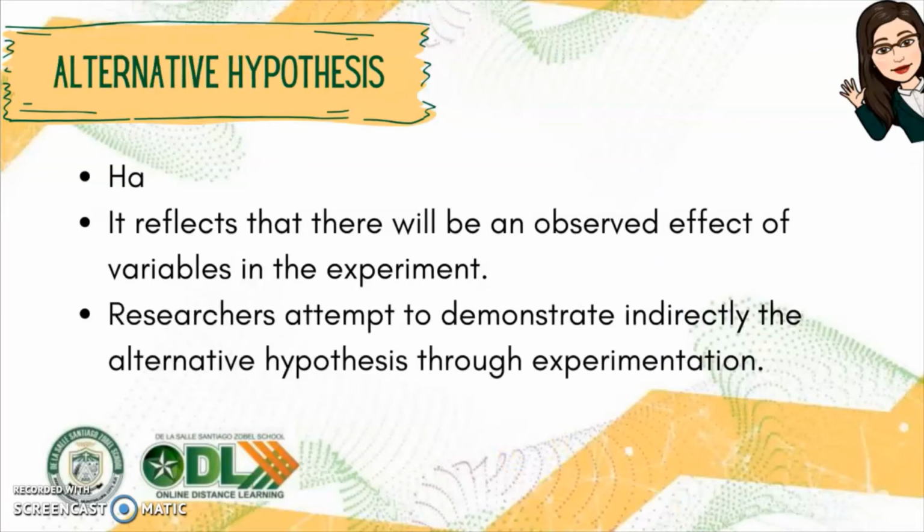Another one is the alternative hypothesis, which is denoted by HA. It reflects that there will be an observed effect of the variables in the experiment. An example of this is there is a significant difference or there is a significant relationship. What does this tell us? If the null hypothesis is rejected, then we accept the alternative hypothesis. Now, if the null hypothesis is accepted, then we reject the alternative hypothesis.